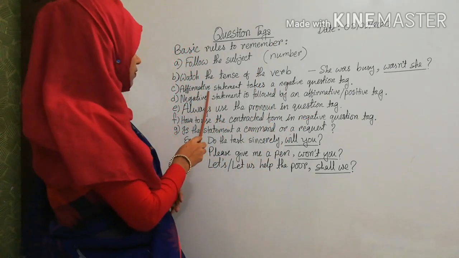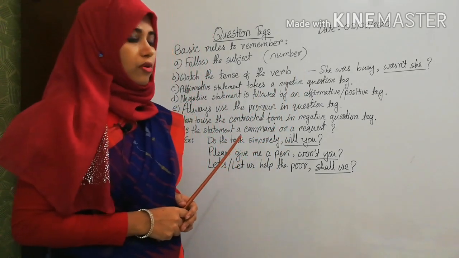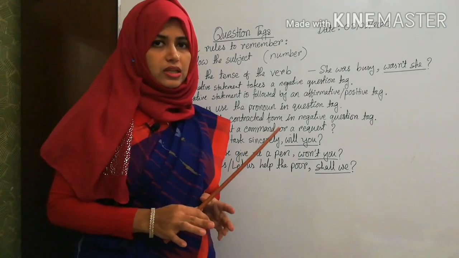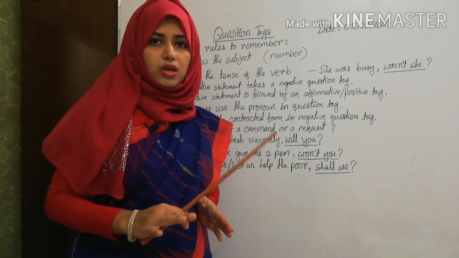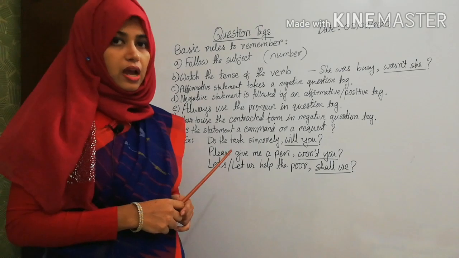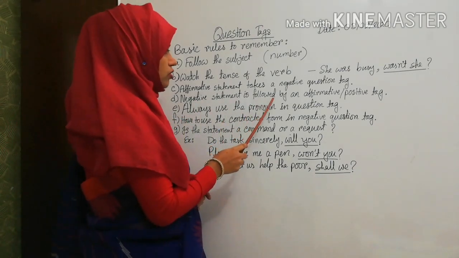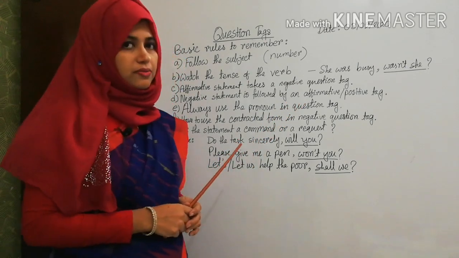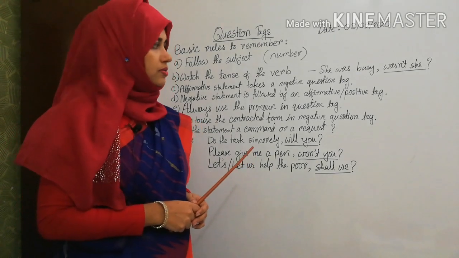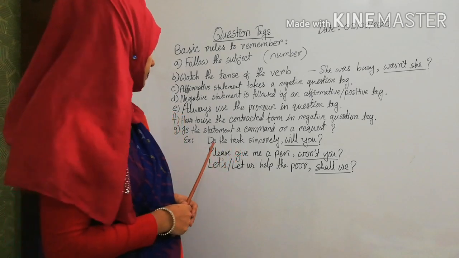And next is affirmative statement takes a negative question tag. For an affirmative or positive sentence, that means if there is no negative word like not, no, never, don't, in that case you have to use a negative tag. Then negative statement is followed by an affirmative or positive tag. So, for a negative statement or negative sentence, we need to use an affirmative tag.